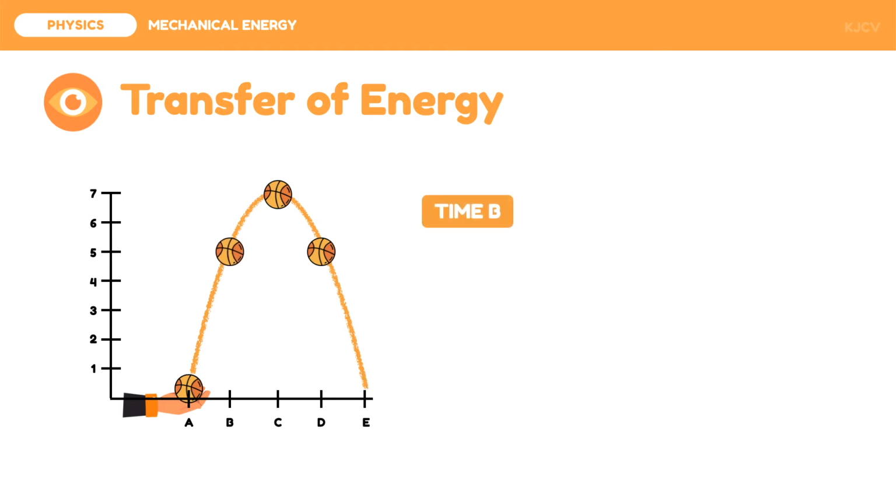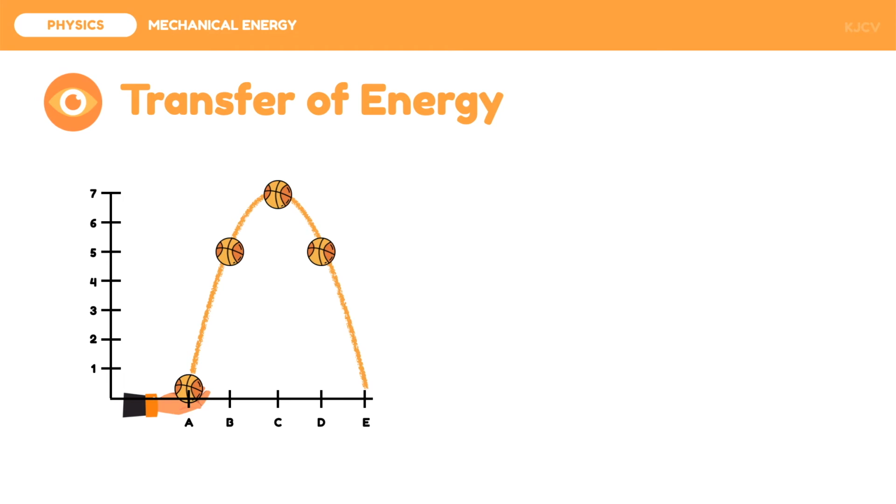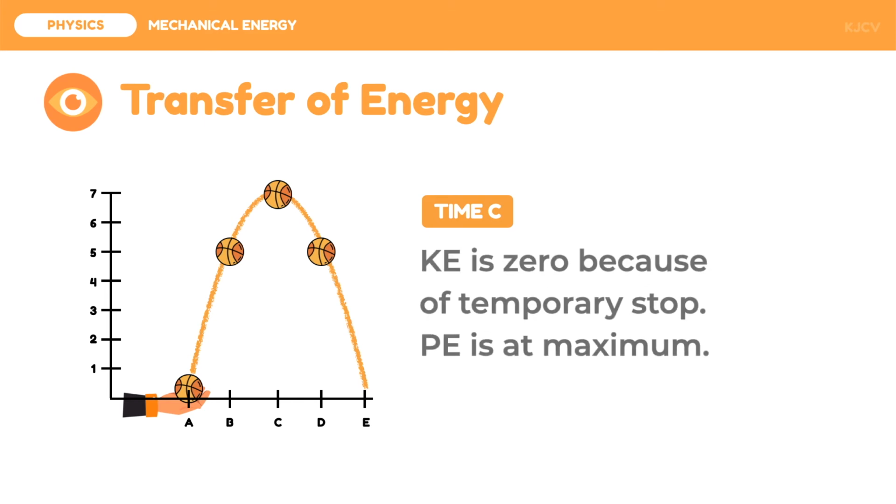At time B, both energies are present on the ball since the object is moving and the object is at a certain height. At time C, the ball experiences a momentary stop because it is at its maximum height. Thus, kinetic energy is zero and the potential energy is at its maximum.